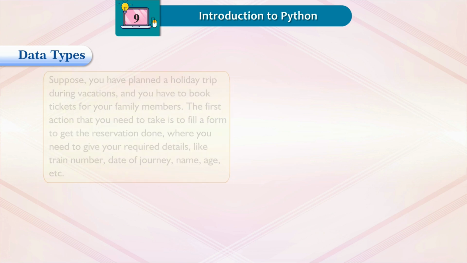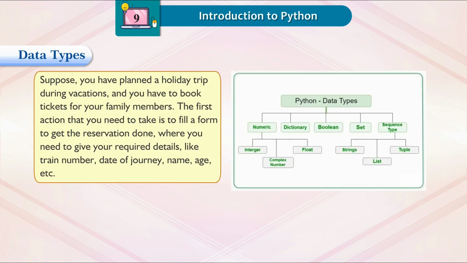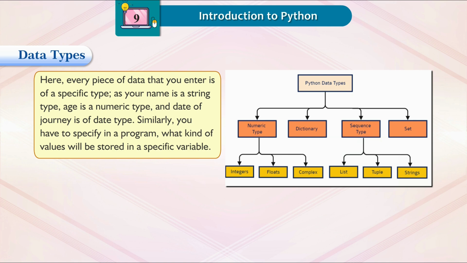Data types. Suppose you have planned a holiday trip during vacations and you have to book tickets for your family members. The first action that you need to take is to fill a form to get the reservation done, where you need to give your required details like train number, date of journey, name, age, etc. Here, every piece of data that you enter is of a specific type, as your name is a string type, age is a numeric type, and date of journey is of date type. Similarly, you have to specify in a program what kinds of values will be stored in a specific variable.